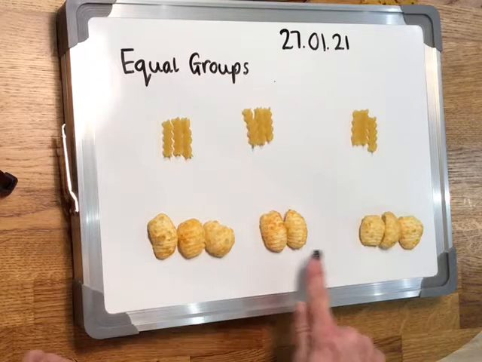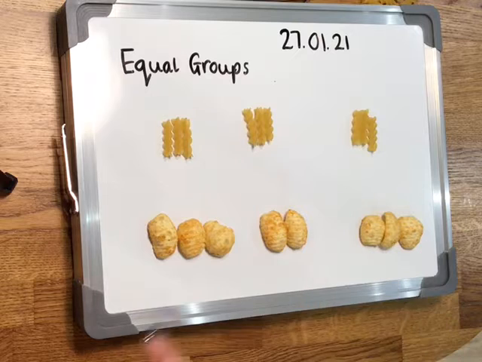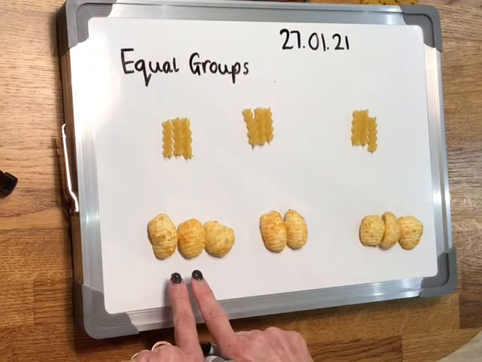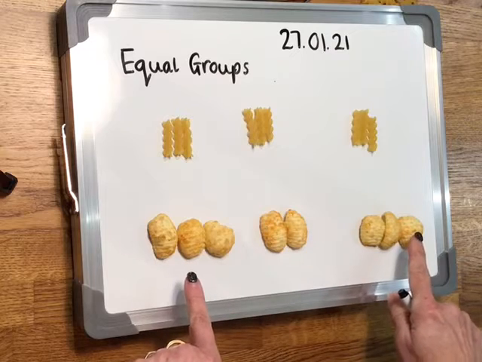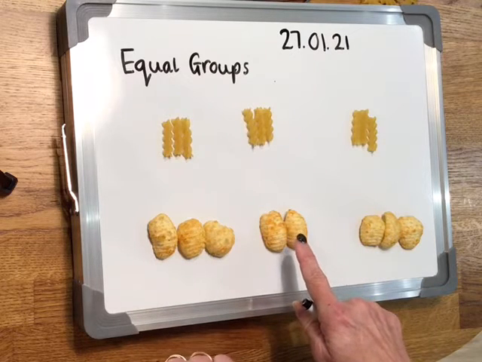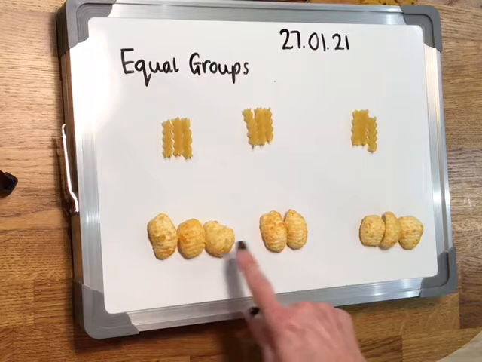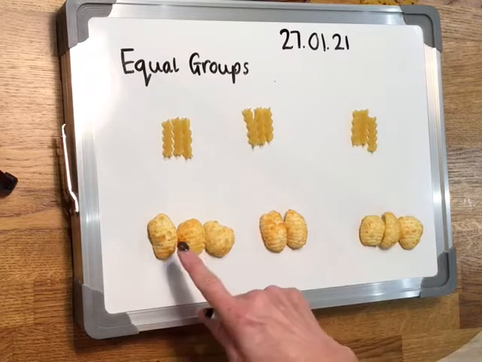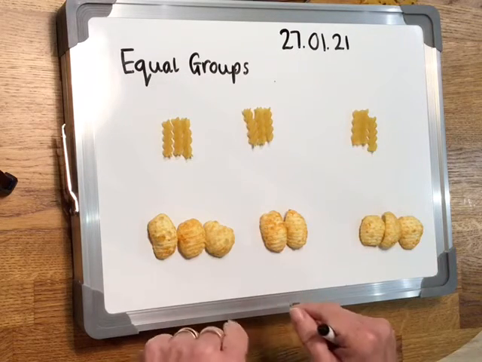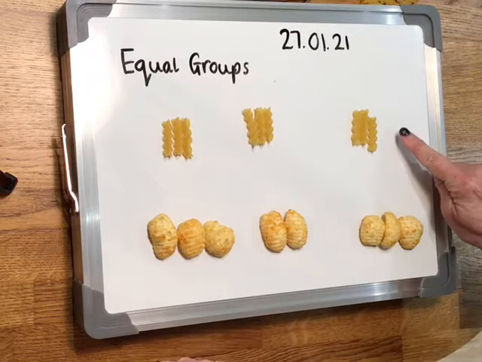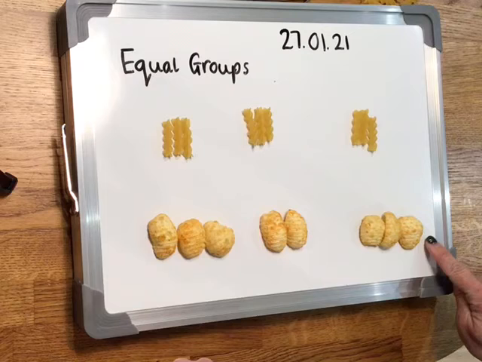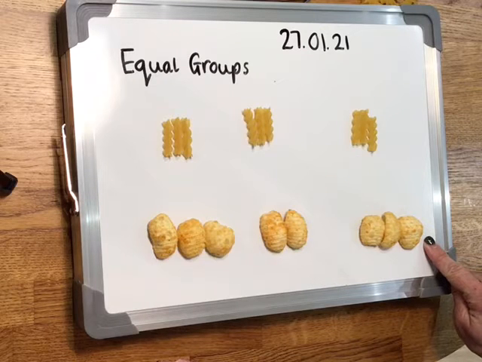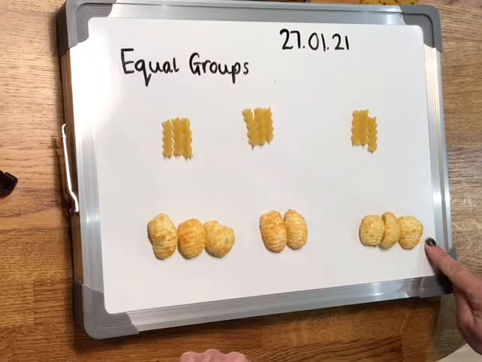Now let's look at these groups here. I have got 3 groups again, but I've got 3 in this group, 3 in that group, but only 2 in this group. So I can't say that these are equal groups because the groups are not the same. These are equal because each group has got the same amount in it. These are unequal because they've got different amounts in each one.